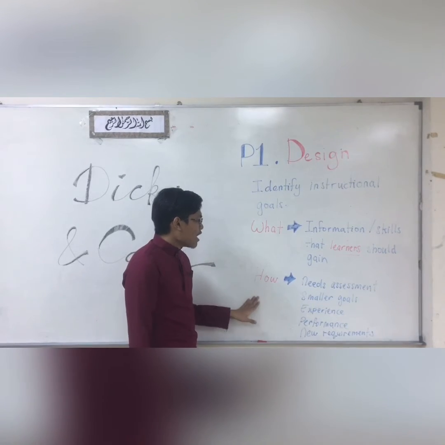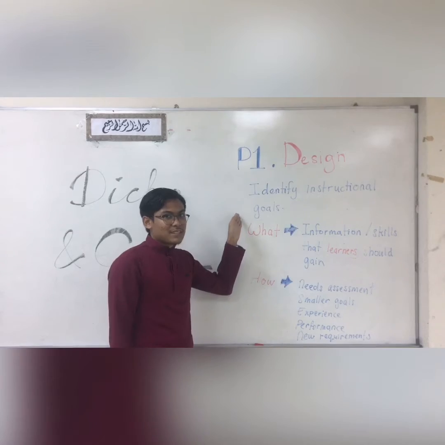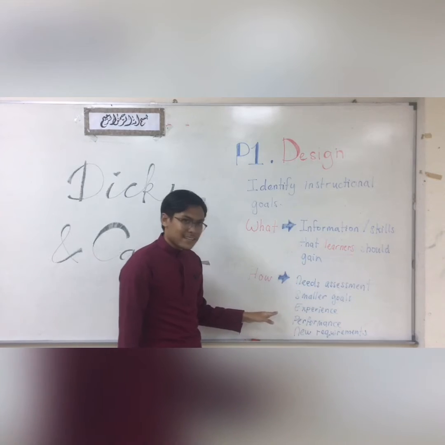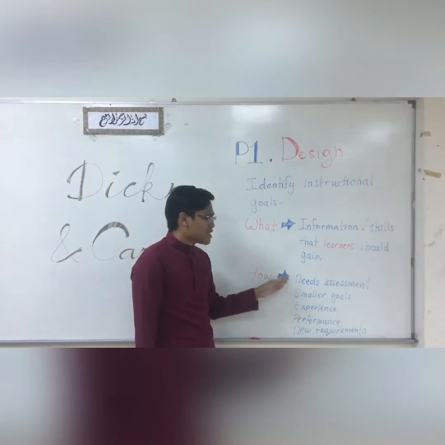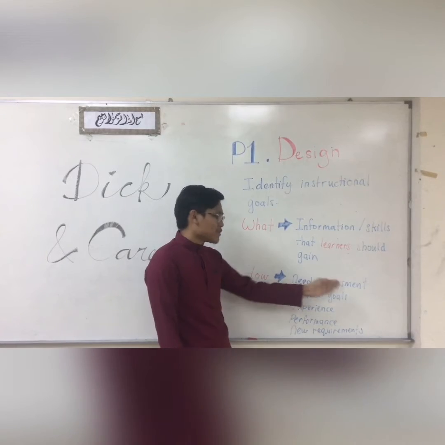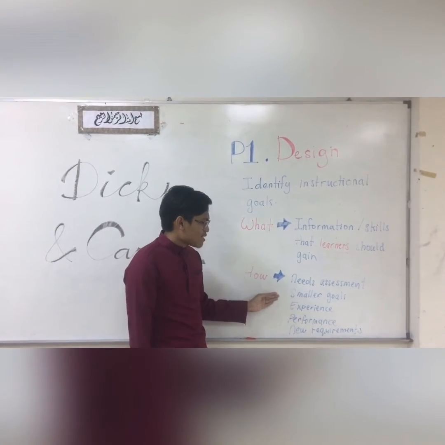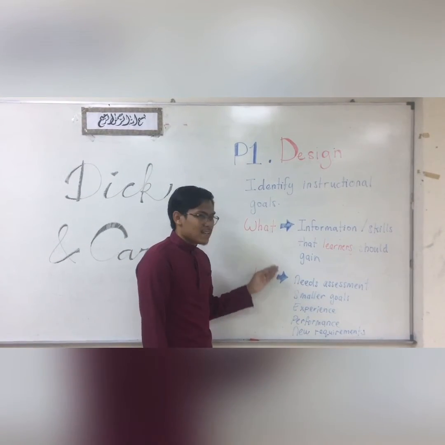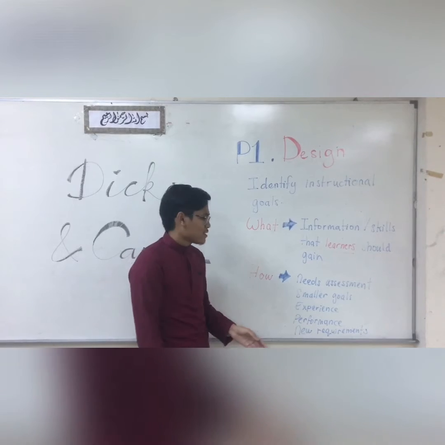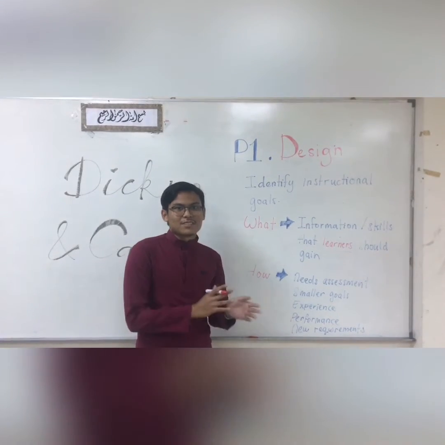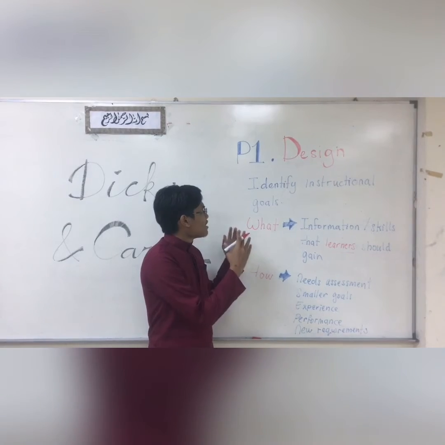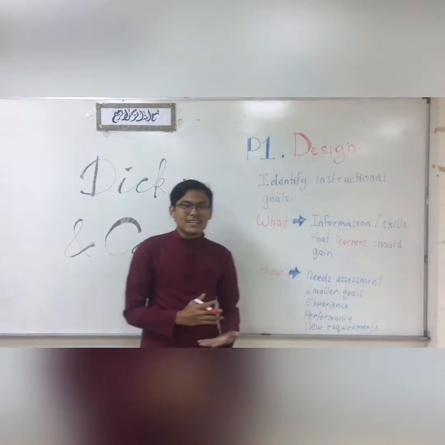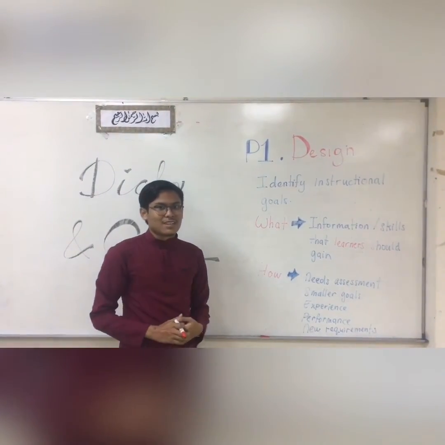And then, how do we identify the goals? We can use 5 basic guidelines. The first one, we see the needs assessment. Second, the smaller goals inside the instructions. Third, the experience of the students. Fourth, the performance of the students before they even learn. And last one, the new requirements that the education curriculum wants them to achieve.